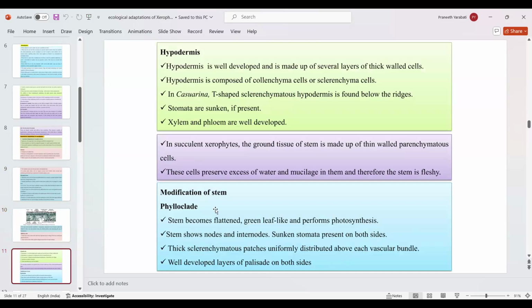So here phylloclades, modifications of the stem. The stem becomes flattened, green, leaf-like and performs photosynthesis. Phylloclade means the stem is modified into a leaf-like structure and performs photosynthesis. The stem shows nodes and internodes, and sunken stomata are present on both sides. Thick sclerenchymatous patches are uniformly distributed above each vascular bundle, with well-developed layers of palisade cells on both sides.